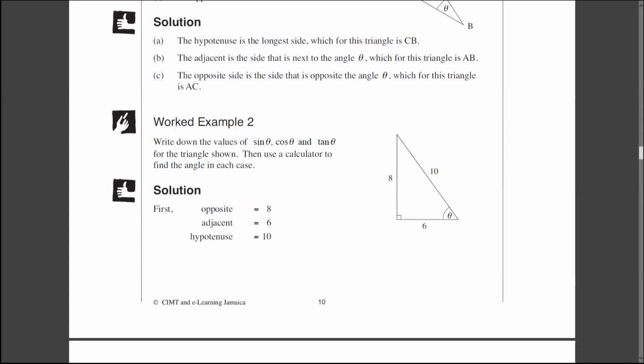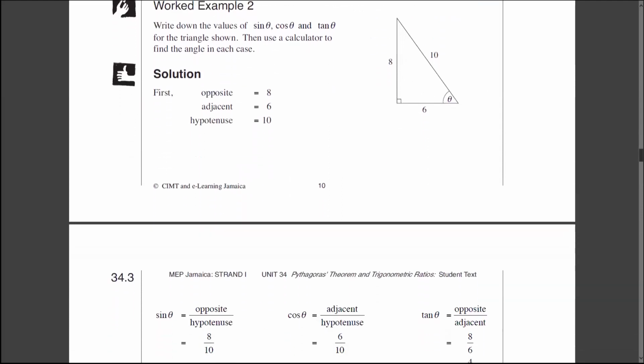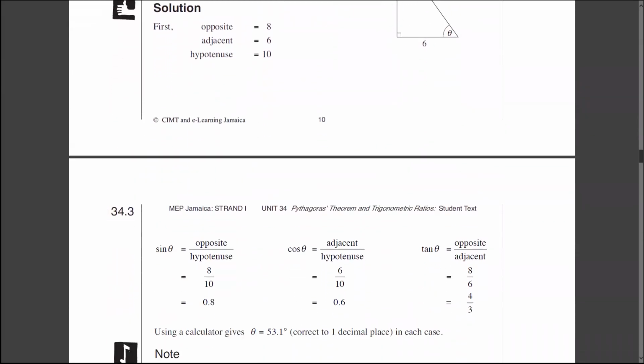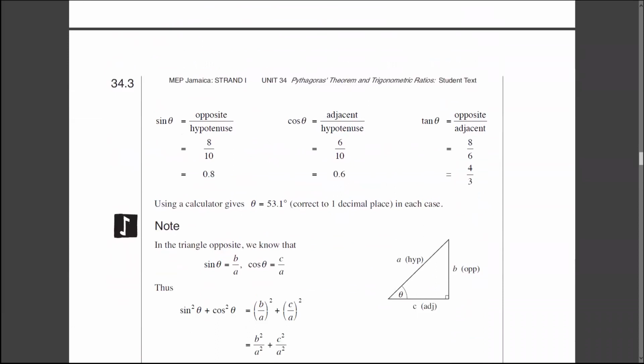So with this example, they ask us to find sine theta, cos theta, tan theta. And just like that, sine is opposite over hypotenuse. We looked through this already. Nothing new here.